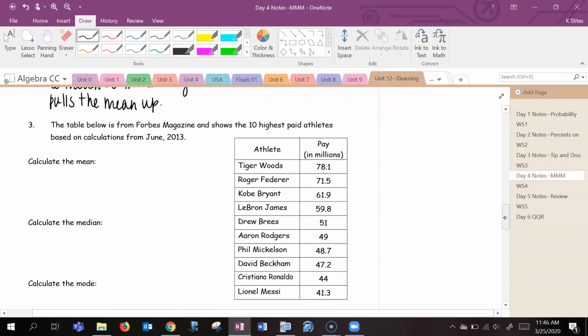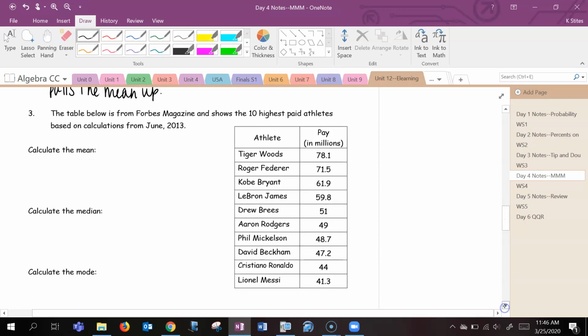All right, the table below is from Forbes magazine. It shows the 10 highest paid athletes based on calculations from June of 2013. We're going to calculate the mean, the median, and the mode. In terms of the mode right now, if you look, all of these values are different, so we're just going to go ahead and say none for the mode.